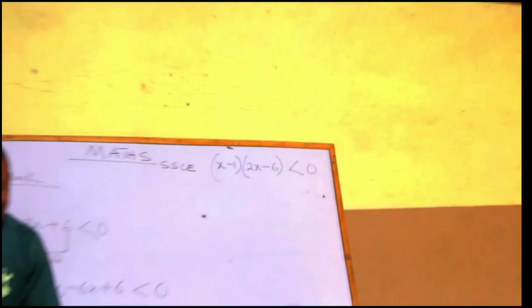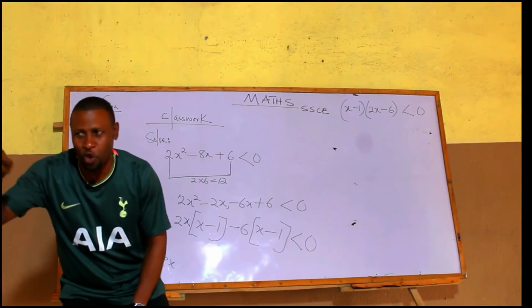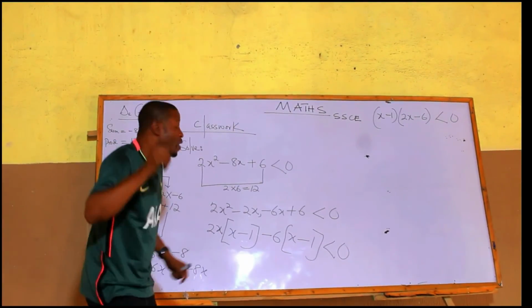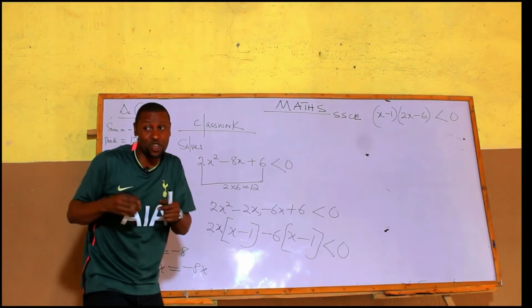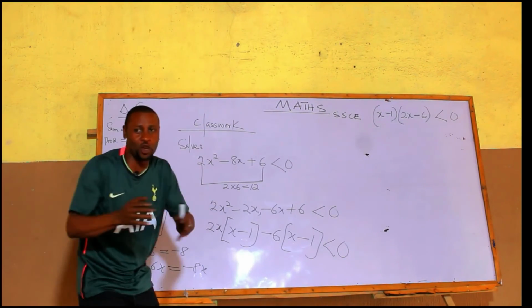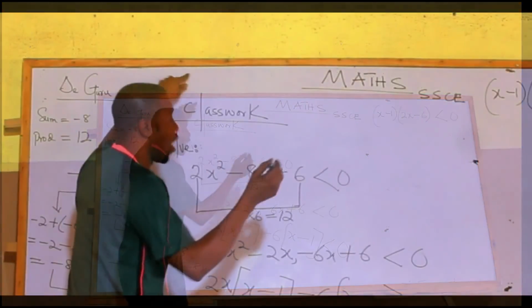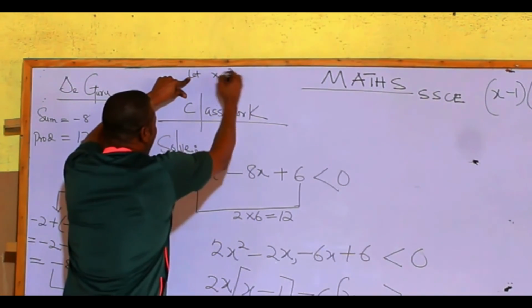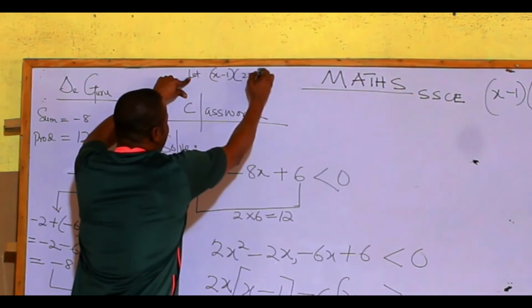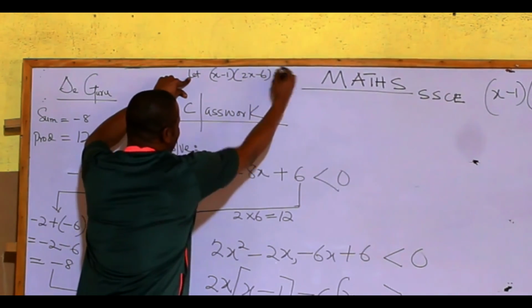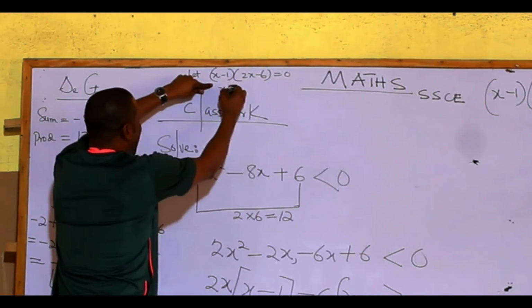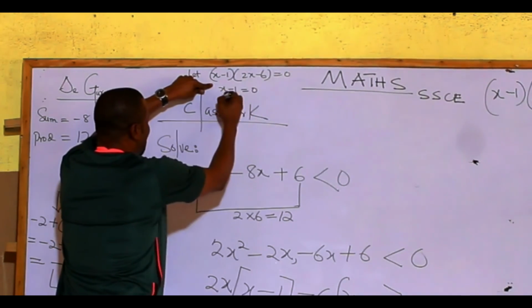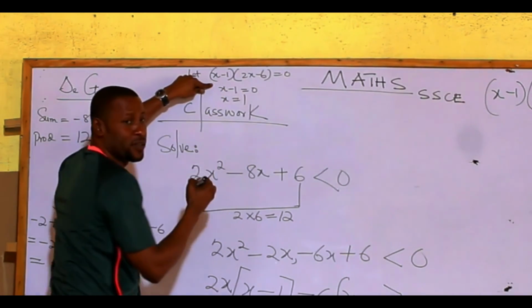Assume that that thing is not less than 0. That it's equal to what? 0. If I assume it to be equal to 0, you know it's not equal to 0, I'm assuming, so I will go to one corner. I'll go to where, somebody? One corner. I'll go to one corner and say, let x minus 1 times 2x minus 6 be equal to 0, such that x minus 1 equal to 0. Class, what is x there? 1. Is that true, somebody?